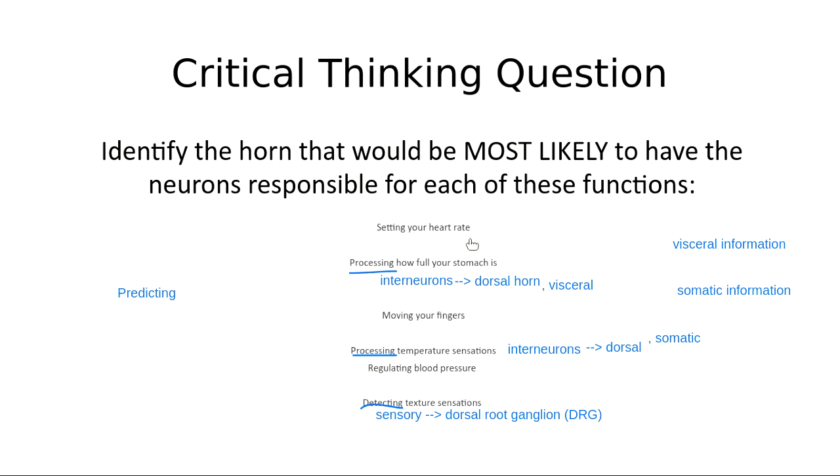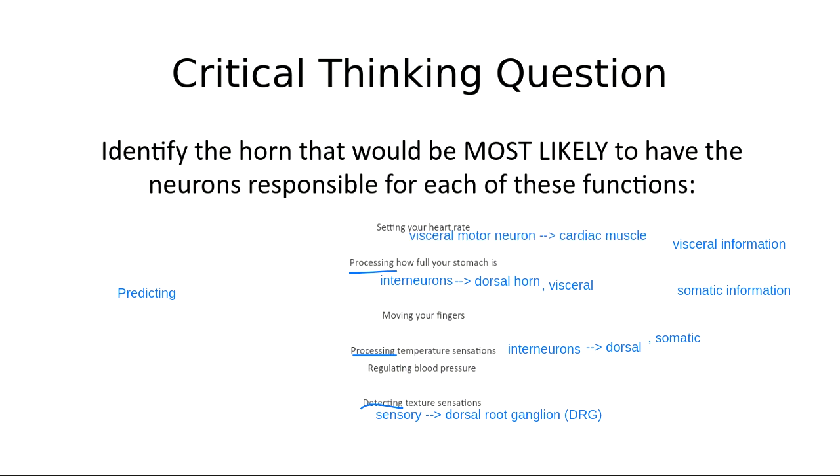Okay, let's look at the ones that we have left. First one we have left is setting your heart rate. When we talk about your heart rate, that's how quickly your heart beats, right? What kind of tissue is it that actually beats when your heart beats? How do you get a heartbeat? Yeah, you guys are jumping ahead of me. We know that this is a visceral motor neuron that helps me do this. This particular visceral neuron is controlling my cardiac muscle.